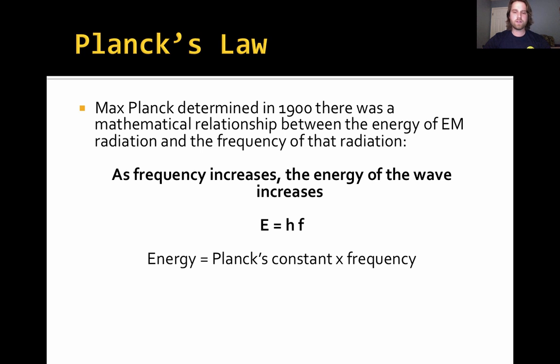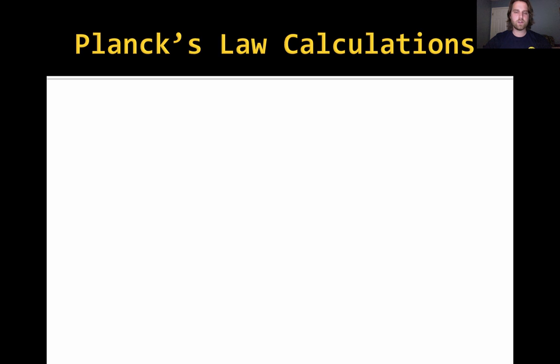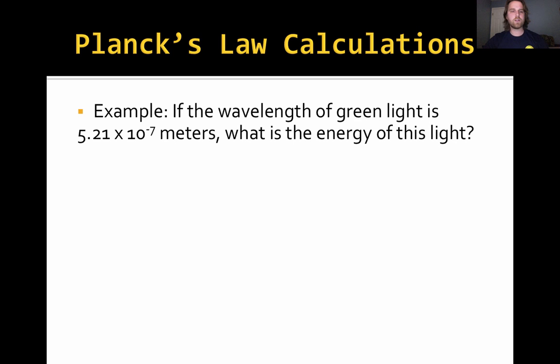He came up with a constant. So energy is equal to his constant times frequency. And Planck's constant, as you can see there, is 6.63 times 10 to the negative 34 joule seconds. So that is a constant, meaning it never changes. We'll be using that in all of our calculations. So let's do some calculations here.